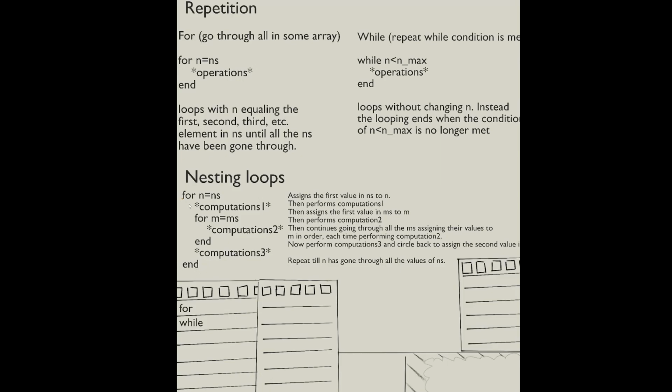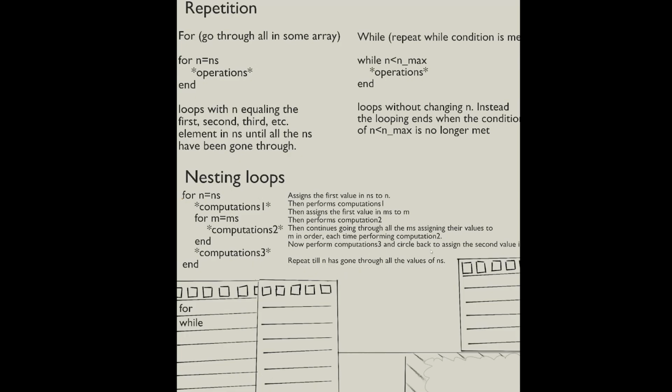Then you reach this end, so you circle back, n equals n's, so n is now the second value in n's, perform computations 1. m gets the first value in m's from computations 2, while n is the second value. Circle back, m is the second value in m's, and so on, until you get through all the m's. Get through until you have circled back to every n. Then for that final n, you have gone through every m, and then exited.